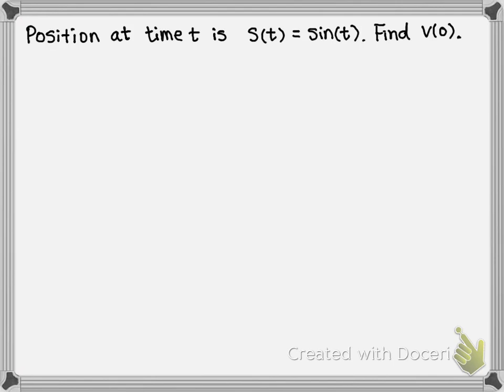Now in pre-calculus, you might learn that the average velocity equals s of t minus s of a, divided by t minus a, between time a and time t. So how do we find the velocity? And in this case, we're talking about the instantaneous velocity.